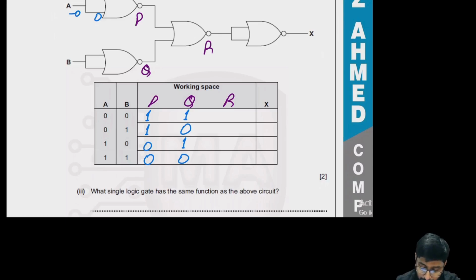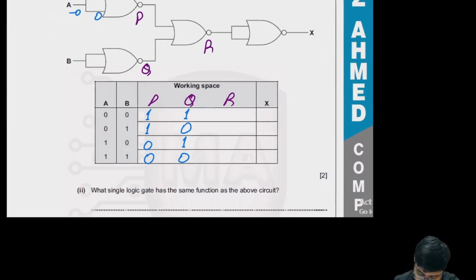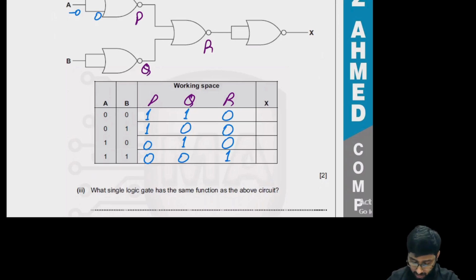Coming to the R. Now R is having the two inputs from P and Q. So P and Q, 1, 1 will be a 0. 1, 0, 0. 0, 1, 0. 1, 0, 0, it will be a 1. 0, 0, it will be a 1.